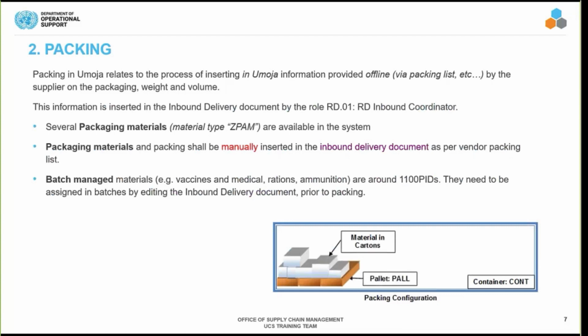This is an example of packing and packaging. So we may have a container as a packaging material. Inside a container, we have some materials that are placed into cartons, and those cartons are lying on pallets. So this will be the packing configuration that the vendor will prepare for us, and what we need to do is to insert this configuration into Umoja.